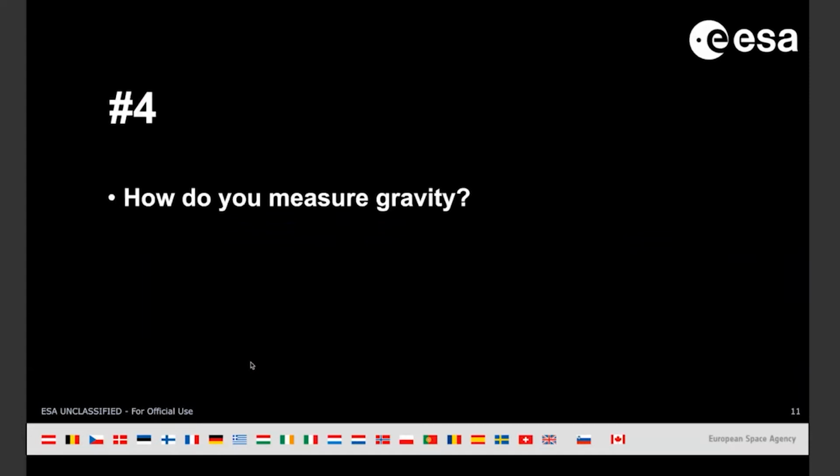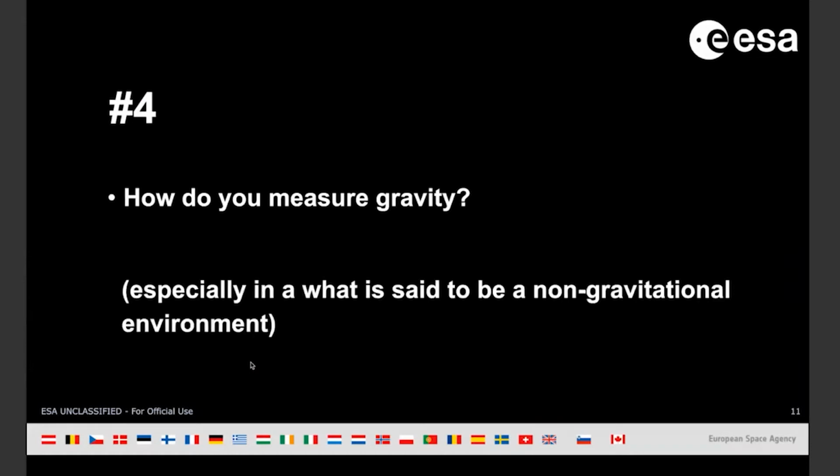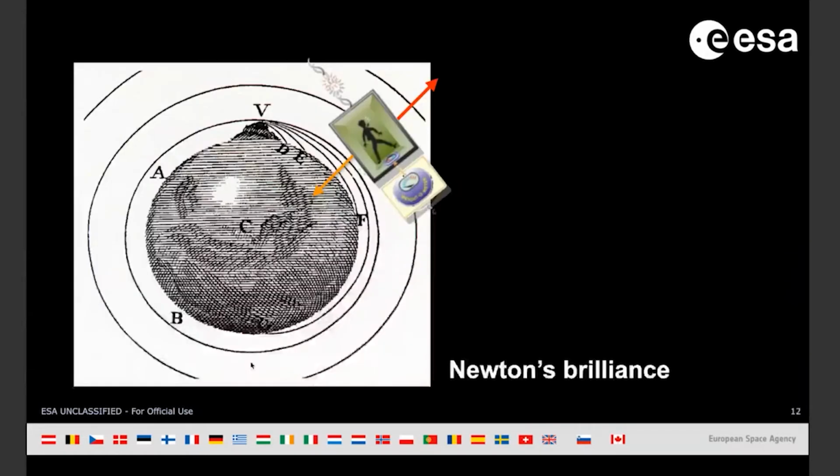So that's the first point. Then how do you actually measure gravity? It's not simple at all. Because if you think about it, space around us, everybody says it's a non-gravitational environment or zero gravity environment. But in fact, one of Isaac Newton's brilliant ideas was that, in fact, in space, it's not zero gravity.